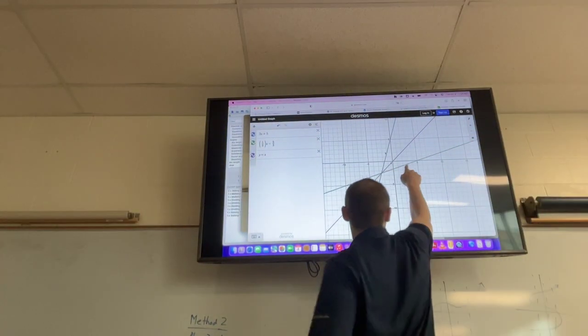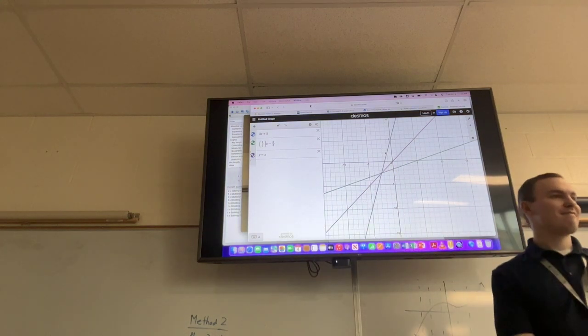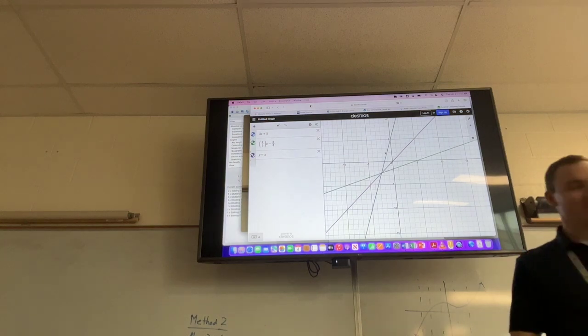All right, so I got it up on Desmos for you guys. The function, the green is the inverse, and you see how it's reflected across the purple line? Yeah, see that? Okay, cool.